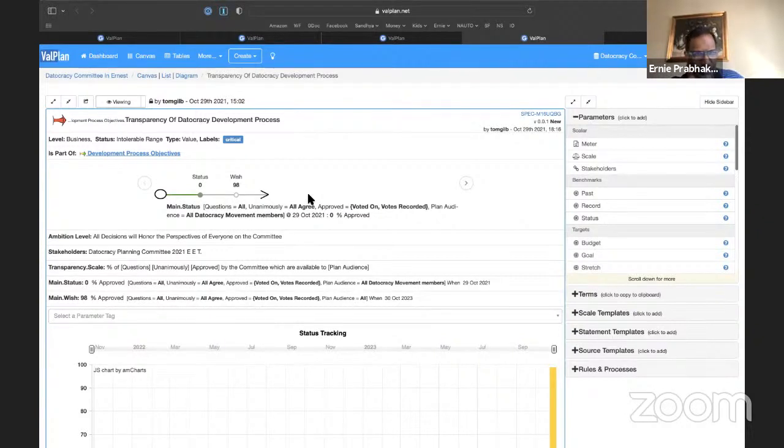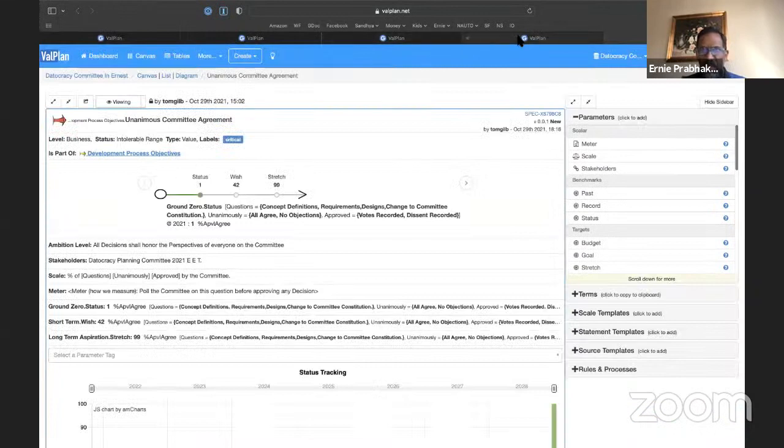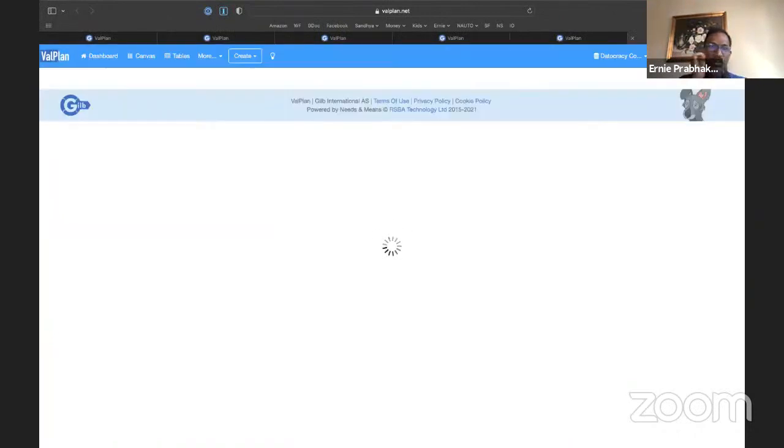Okay, this ambition level: all decisions will honor the perspectives of everyone on the committee. So he was willing to work with my vague word perspectives at the high level, the ambition level. Ambition level of the definition, or? I think, if I understand correctly, this is part of the development process objectives. Is that where we started here? No, this is part of something else. So let's see what the development process objectives are. That would be a useful thing to see.